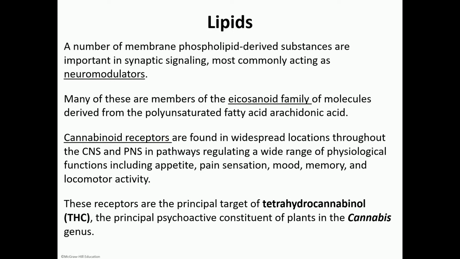These receptors are pretty much widespread throughout the CNS and the PNS. They have a wide range of functions, including effects on appetite, pain, mood, memory, and muscle activity. Like I said, the receptors are the same target of cannabis, and that's why when they're activated, cannabis leads to that range of effects.